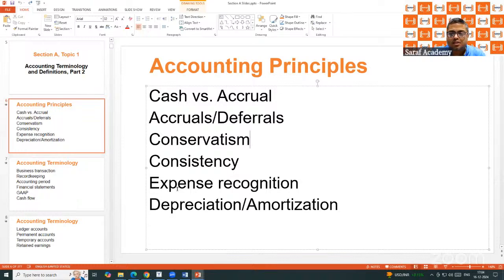Conservatism. Generally, the accountants are very pessimistic. They are not optimistic. Pessimistic means what? They always think negative. Nuksan ho gaya to, hoga to. While recording expenses and liability, we are very easy. But while recording income and assets, we are very, very serious.